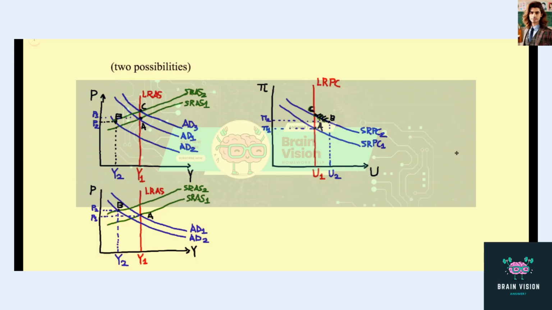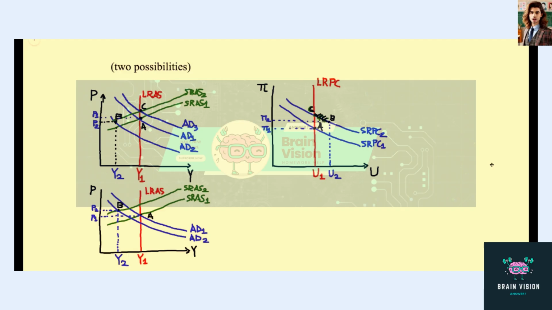A standard aggregate supply aggregate demand graph. As always, the long-run aggregate supply curve will be vertical. It will intersect the x-axis at the natural level of output Y1, and the economy is at point A, which is the intersection of AD1 and SRAS1. So point A is a long-run equilibrium, and we know that the economy is facing a very negative shock in aggregate demand. So the AD curve shifts from AD1 to AD2 right here, to the left.